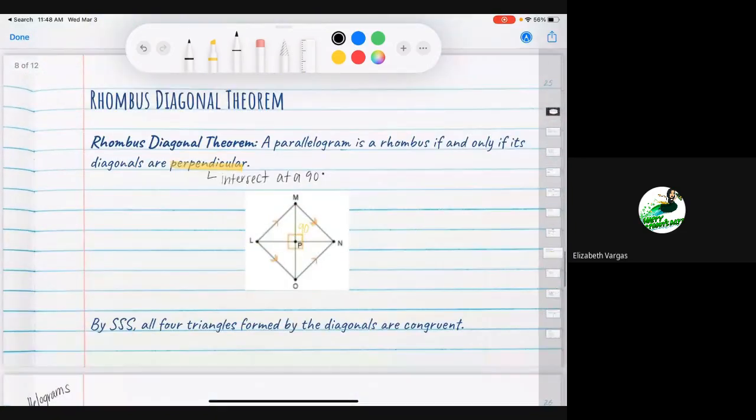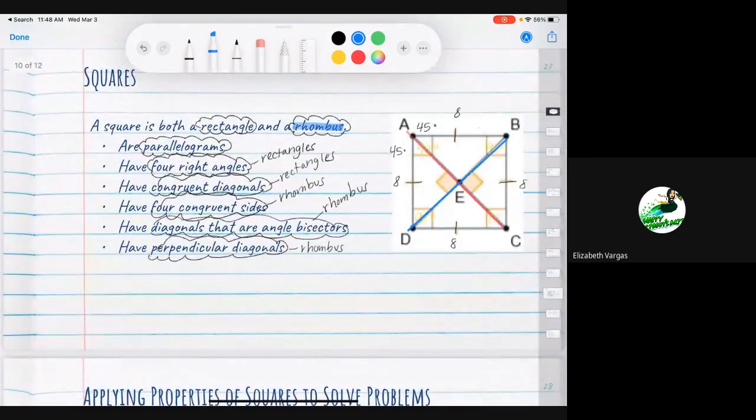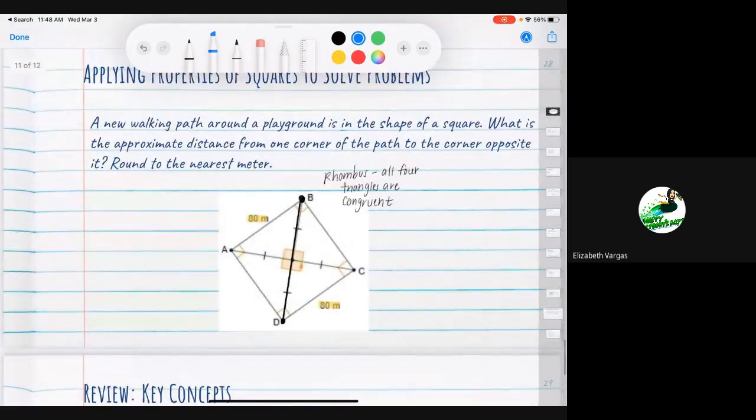Right here, it says all 4 triangles formed by the diagonals are congruent. That was a property of our rhombus. And a square is a rhombus, right? Okay. So that means that all 4 of our triangles are also congruent.